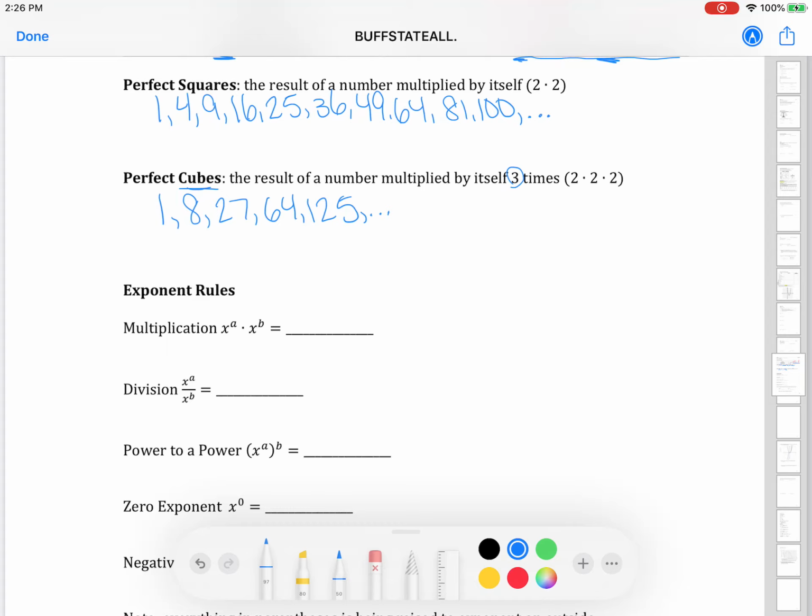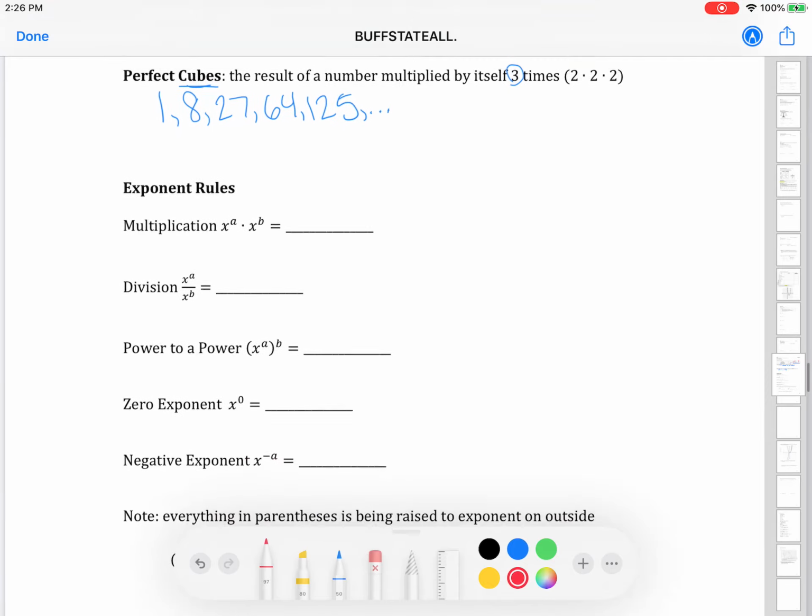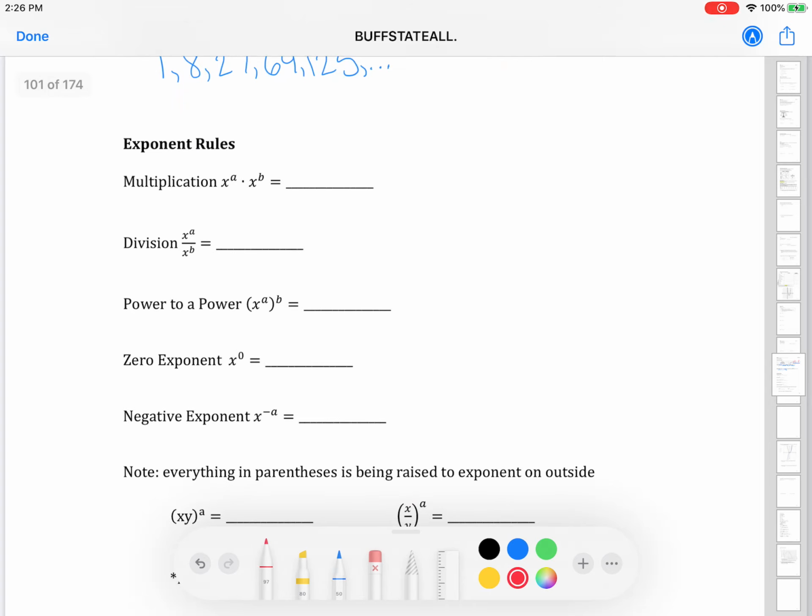Remember, you don't really need to go too big with your numbers. I won't give you that many. Perfect cubes are a little bit harder to recognize because you don't really work with them too much, or you probably haven't worked with them too much. But 1, 8, 3 times 3 times 3 is 27, 4 times 4 times 4 is 64, and 5 times 5 times 5 is 125. And then the list goes on, 6 times 6 times 6, and so on. Okay?